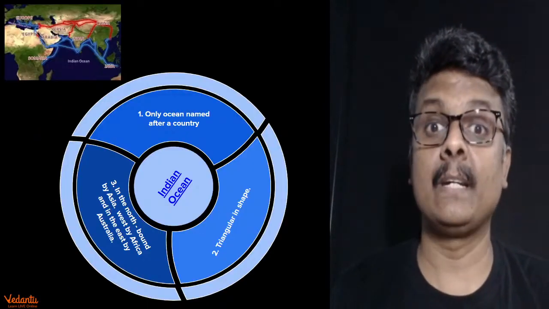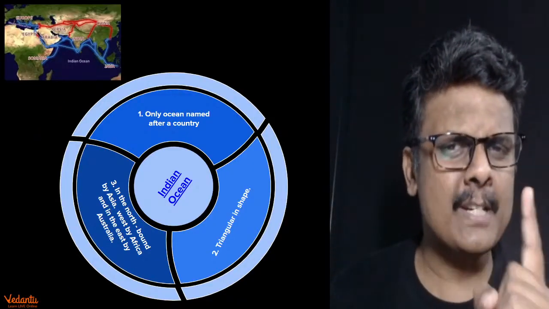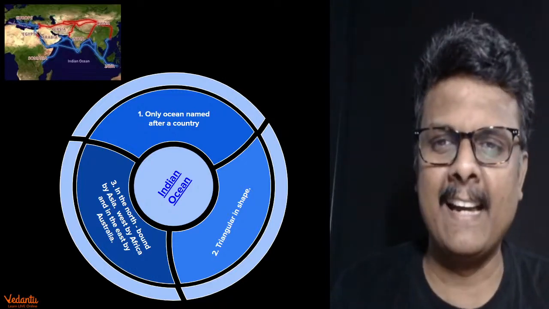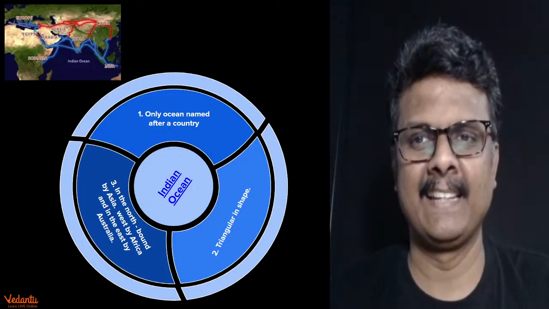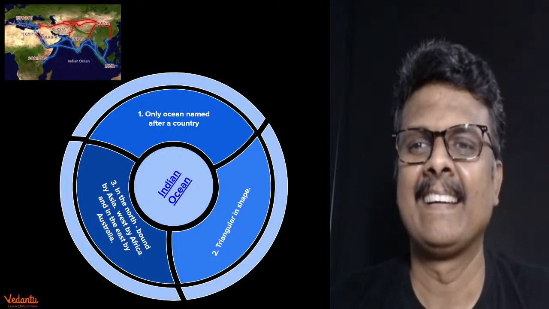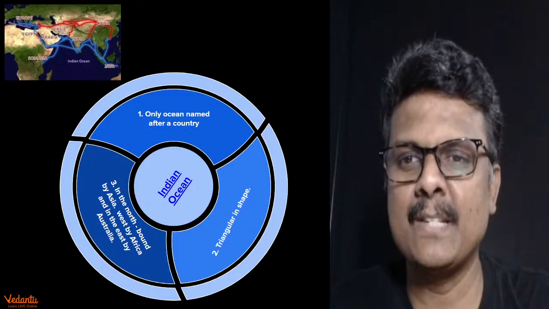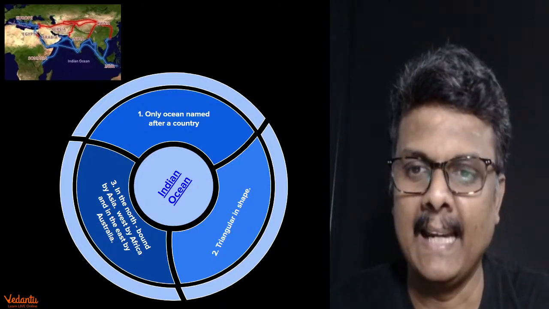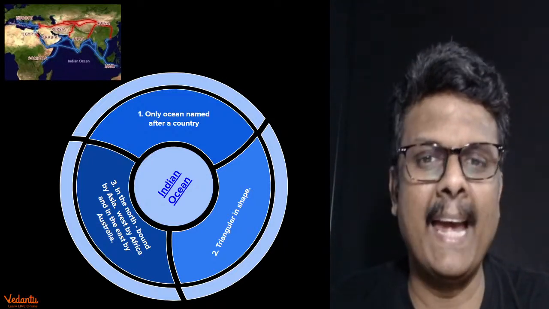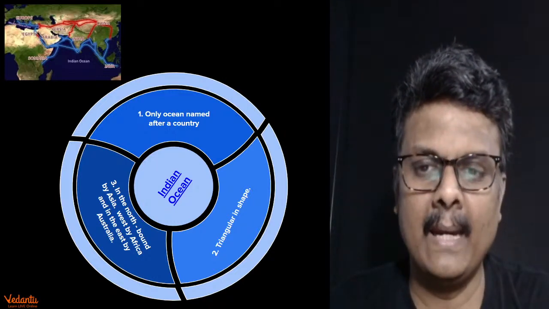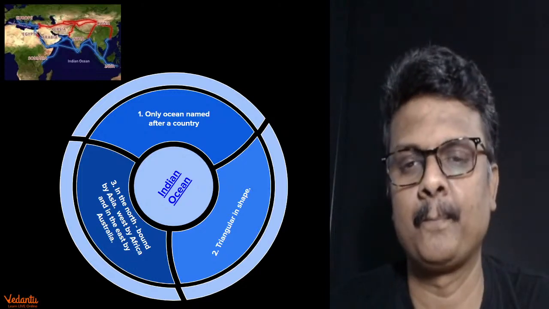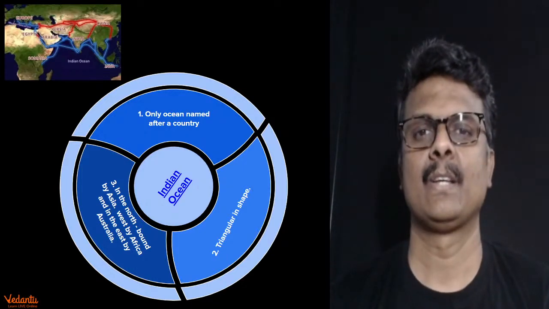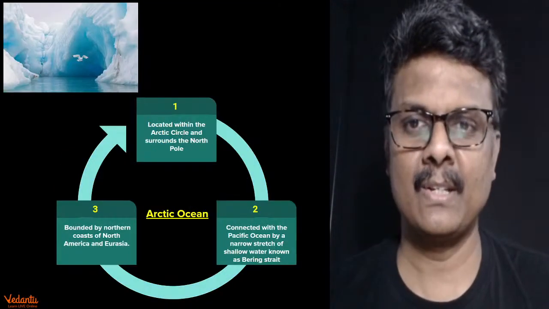Indian Ocean is the only ocean named after a country. Take pride in it, guys. And it is more triangular in shape. You have Asia and Africa on one side, and in the east you have Australia. Guys, are you clear till this?